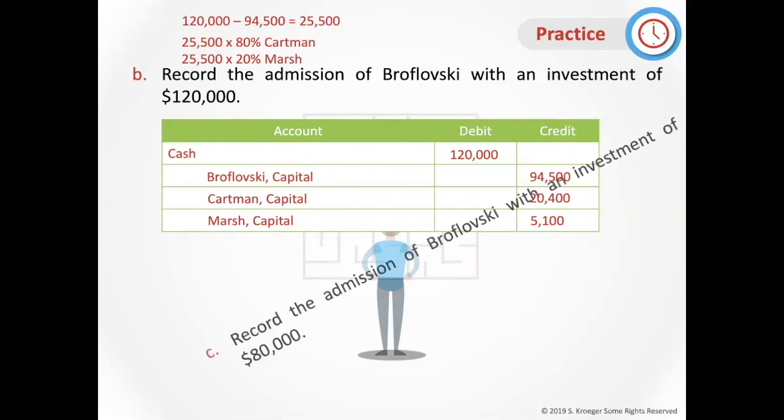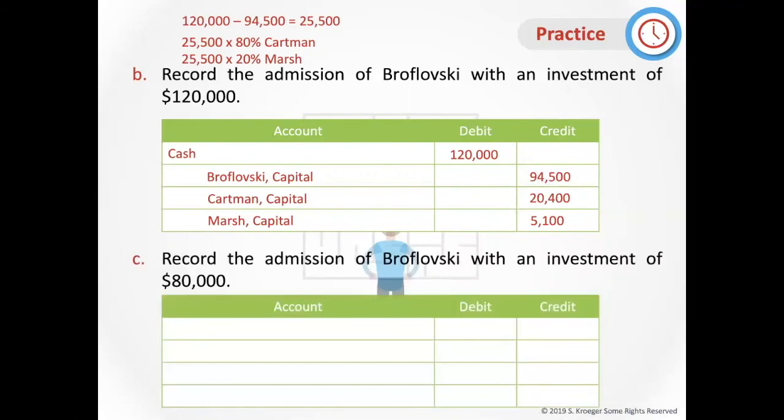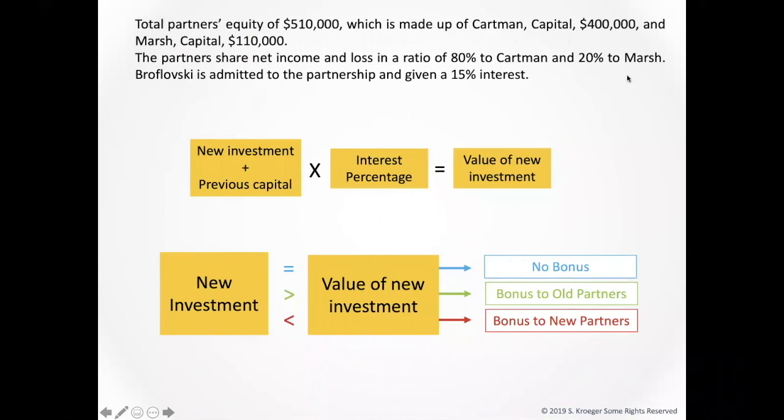Let's see the last scenario for this in part C. Same information, except for in this case, Broflovski is giving an investment of $80,000. In this situation, the new investment is $80,000. Add that to the previous capital of $510,000, and the total is $590,000. Multiply this by 15%, and we get $88,500.